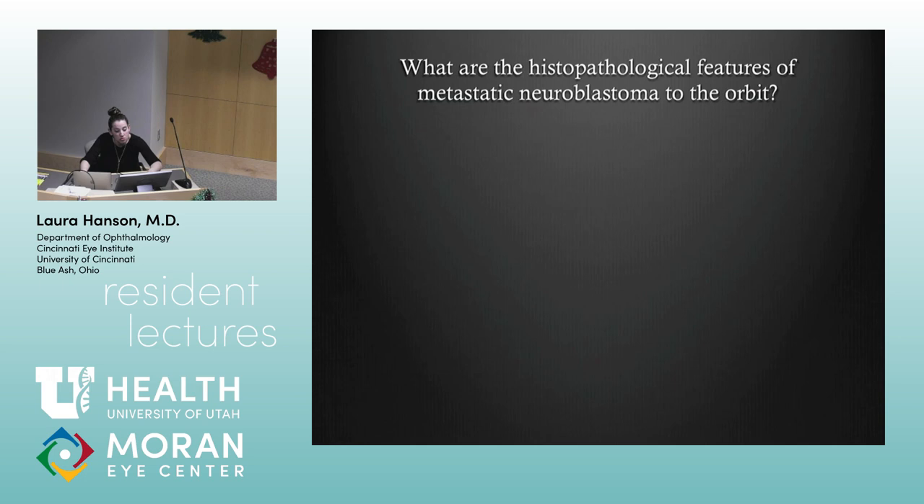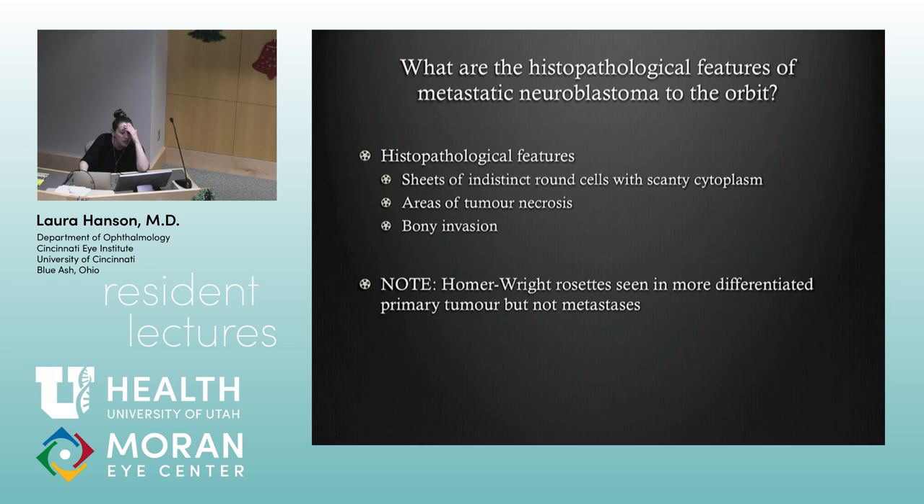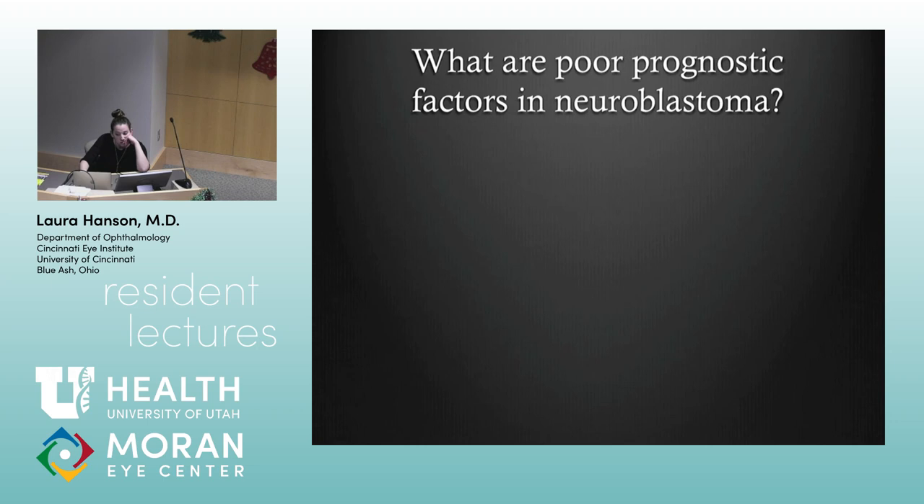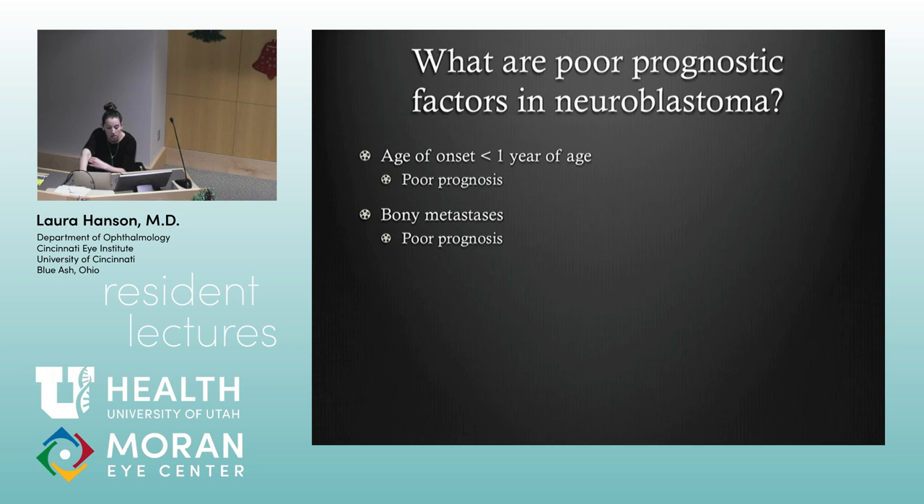Histopathological features of metastatic neuroblastoma to the orbit. So the Homer Wright rosettes are the typical thing, unless it's metastatic, and then they may not be as differentiated. These are the poor prognostic factors in neuroblastoma. Okay, that's it.